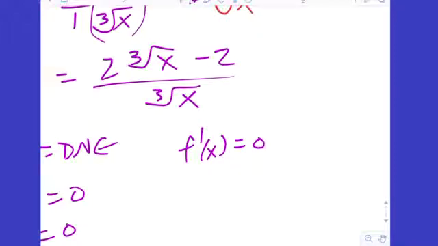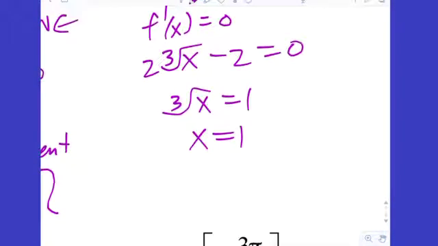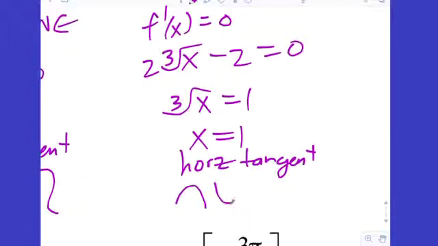But now in this case, the derivative is equal to 0 when the numerator is equal to 0. So if you solve that, you get the cube root of x equaling 1, and if you cube both sides, you get x equals 1. That's going to be your horizontal tangent. And so that's going to be where the graph either does this, that, or that. One of those 4.